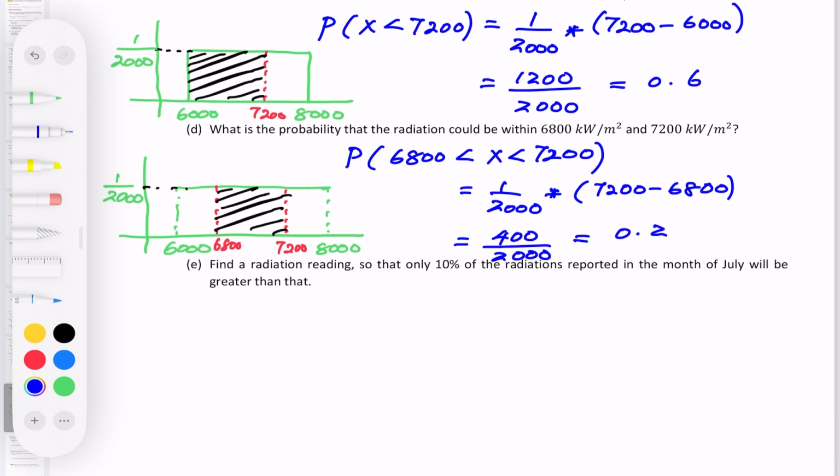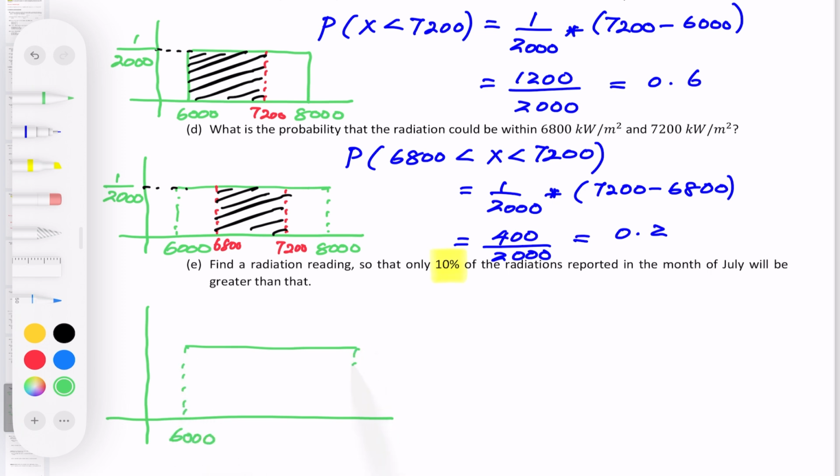Find a radiation reading so that only 10% of the radiations reported in the month of July will be greater than that. Now that question is an inverse calculation. This 10% is a probability value. Even for that question, we are going to need to draw the histogram. So here's the distribution. It's going to exist once again between 6,000 and 8,000. And we said this vertical height is 1 over 2,000.